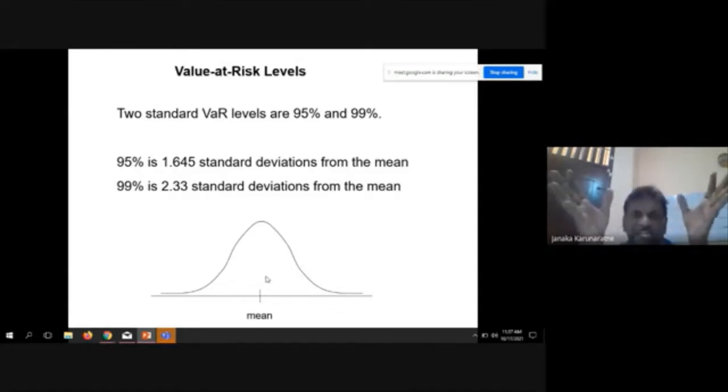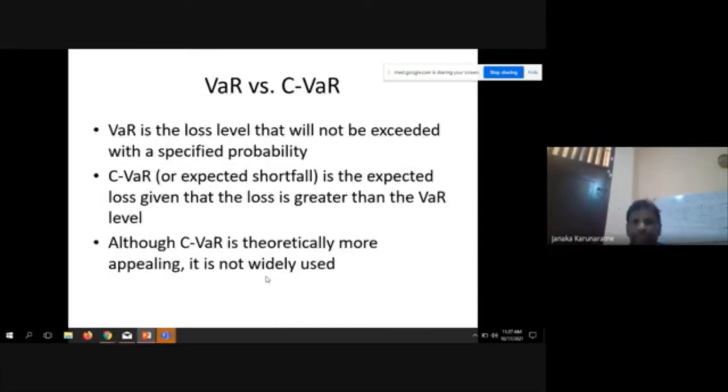So the risk management idea is to maintain the loss within that particular deviated limit. So the worst case scenario. Now the worst case is 5% in the 95% case. The worst case is 1% in the 99% confidence interval. Now, what is the loss level that will not be exceeded with a specified probability?